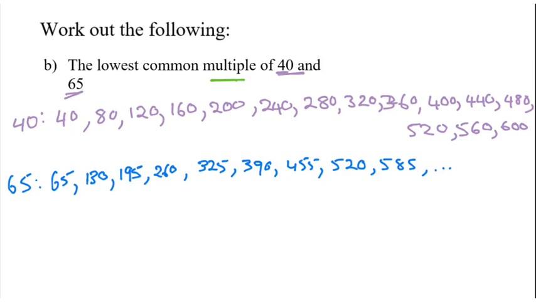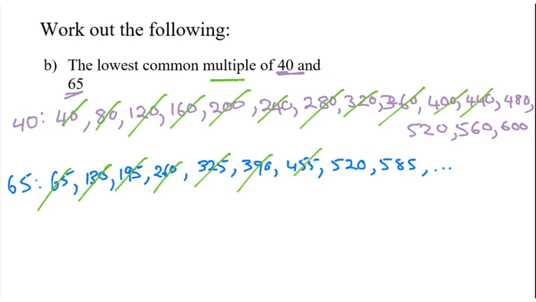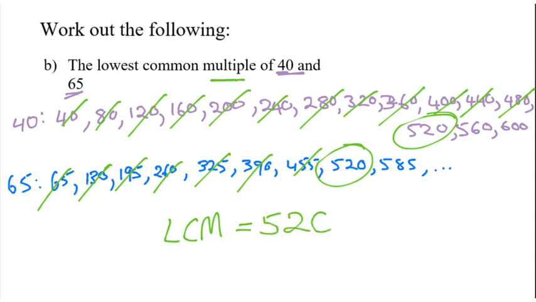And now what I need to do is look to see if they have anything in common. So 40 is not in both, 65 is not, 80 is not, 120 is not, 130 is not, 160 is not. So I'm just going to go through and cross out anything that isn't in both. And finally I get to the number that is. So my lowest common multiple is 520.